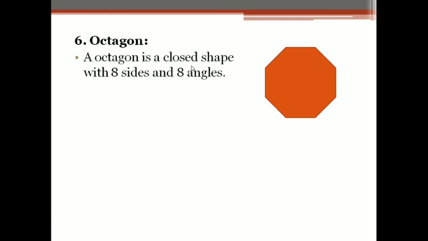So let's see what an octagon is. An octagon is a closed shape with 8 sides and 8 angles. You have just counted, right, that there are 8 sides and 8 angles.